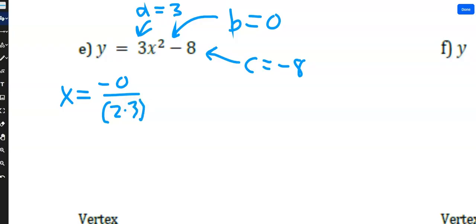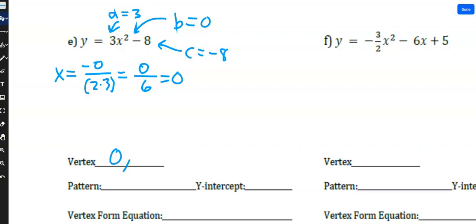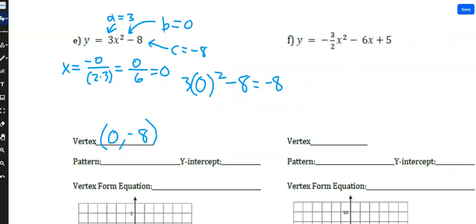I know what you're saying, Mr. Stailey. What's the opposite of 0? Still 0. And 0 divided by 6 is still 0. So we know that the first part is 0. And if you go ahead and plug that in, 3 times 0 squared minus 8, you get negative 8. So now we know that part. So our equation, y equals 3. Now, could I write x minus 0 quantity squared and a negative 8 on the outside?